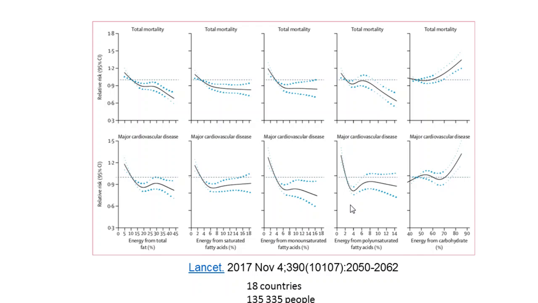So if you look, starting from the left, that's the energy from total fat. So as you eat more and more fat, what you see with the total mortality on the top or major cardiovascular disease, it goes down as you eat more fat, right? And this is from just 2 years ago, right? This is the most recent data we have. If you look at saturated fat, it's the same thing. As you eat more and more saturated fat, you're getting less and less heart disease risk.